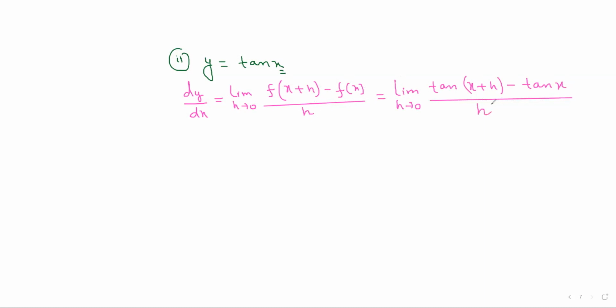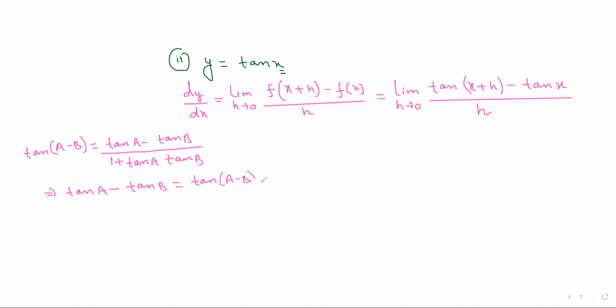So do you know very well tan C minus tan D? Guys, do you know tan A minus tan B? One important formula is the class 11 formula, tan of A minus B is tan A minus tan B upon 1 plus tan A into tan B. So finally, tan A minus tan B is equal to tan of A minus B into 1 plus tan A into tan B. So using this result.